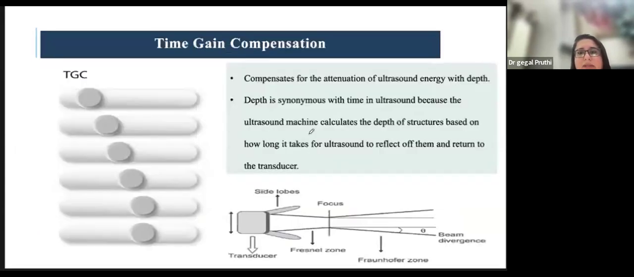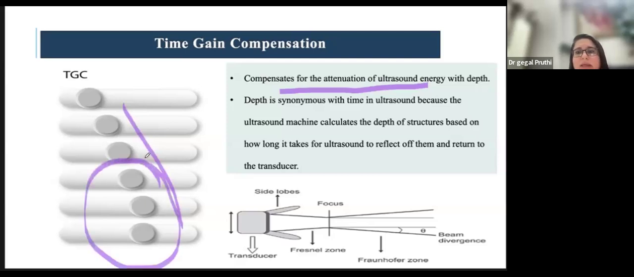Now, what is time gain compensation? Time gain compensation is called so because it compensates for the attenuation of ultrasound energy with depth. As the structures are deeper, they receive a weaker signal and also reflect weaker signals. So for compensation, we use time gain compensation. You use a step ladder pattern mostly, which is automatic in some machines, because in the step ladder pattern higher settings will be used, and therefore you will be able to see far field structures better.